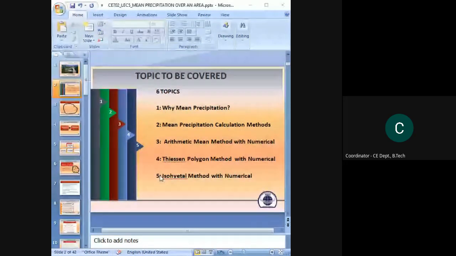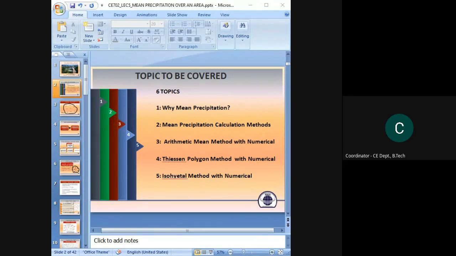So the first topic is: what do you mean by mean precipitation? Why do we have to calculate mean precipitation? Mean means average, that is, the average rainfall over an area that we have to calculate. The second topic is: what are the different methods?